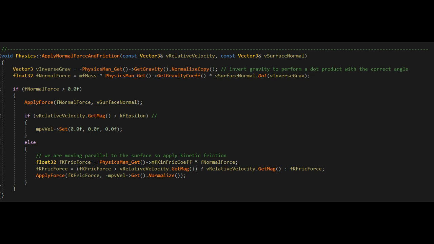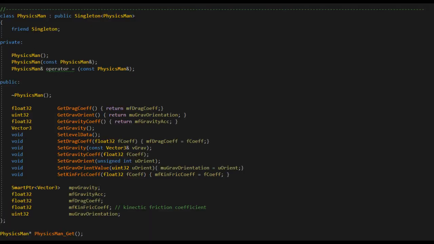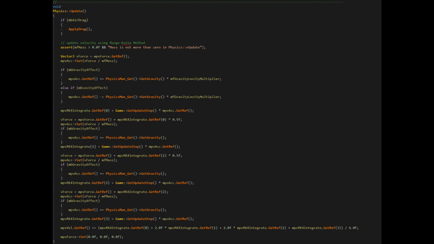I keep all the global physics constants in my Physics Manager class, which uses the singleton design pattern. The update function applies air drag, gravity, and levity if the booleans are set to true for those values. I use Newton's equation to set the acceleration, force divided by mass.